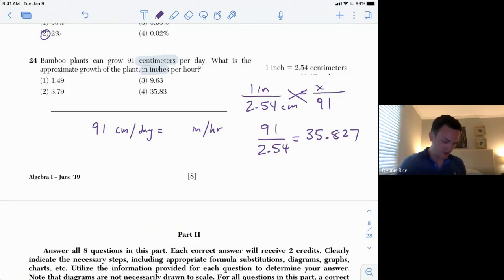We're still in inches per day. What do I have to do to this number to finish it off? So that just converted the centimeters to inches. I still have to worry about the time constraint here.